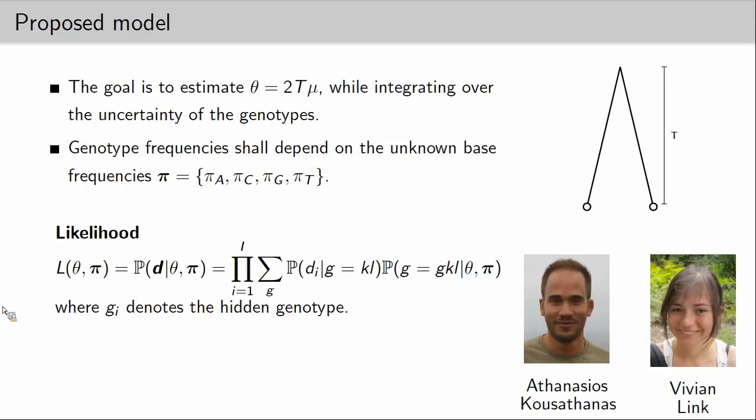So what is this? 2tμ. t is the time to the most recent common ancestor of the two sequences of a single individual. If these are the two sequences in one individual, these two sequences do have a common ancestor, let's assume t generations ago. The total length of the tree connecting the two is 2 times this time. And if we multiply by the mutation rate μ, we get the amount of mutations accumulating on that branch, okay? So that's the zeta we're interested in estimating.